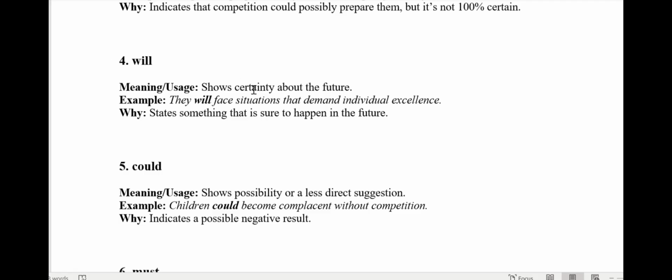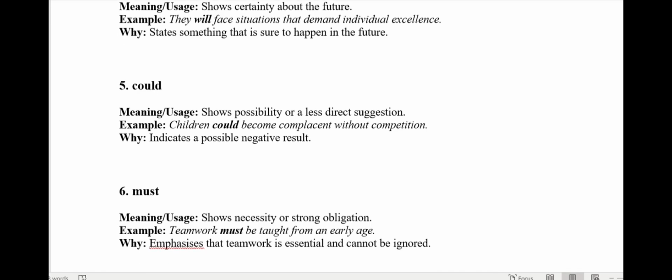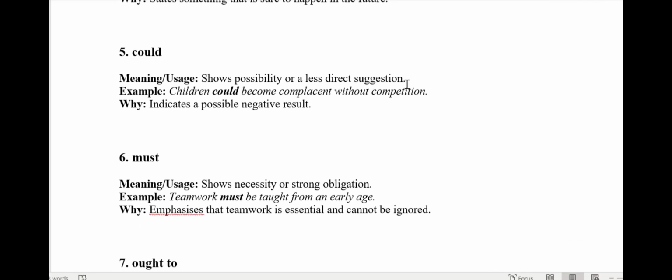Why am I using this? Because I want to refer that something is sure to happen in the future. Right. Next, the word is could. Could shows possibility or a less direct suggestion. Children could become complacent without competition.